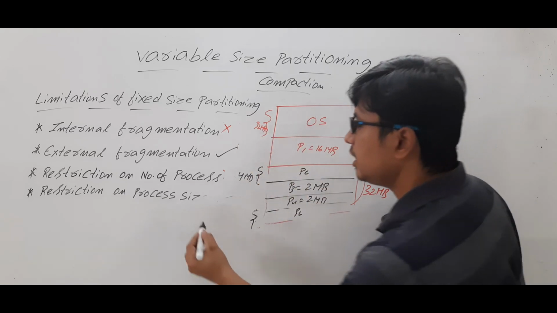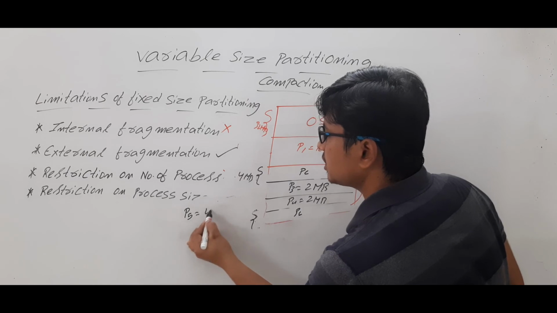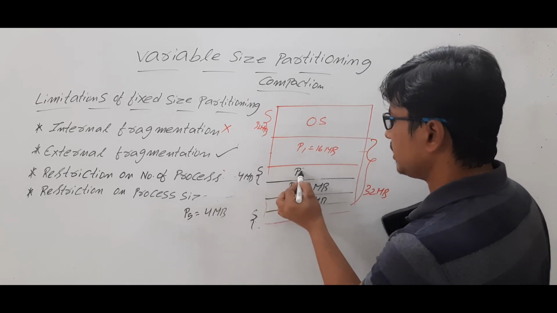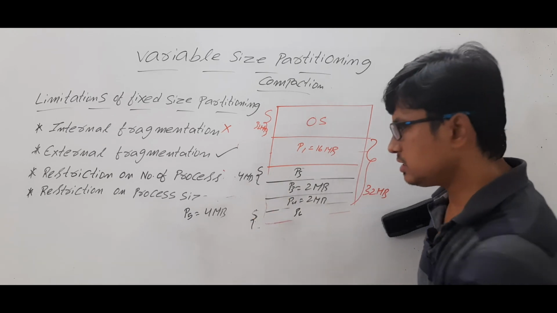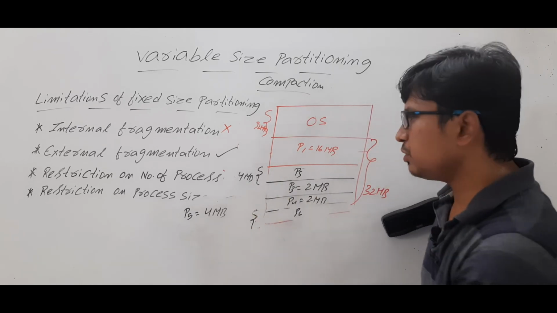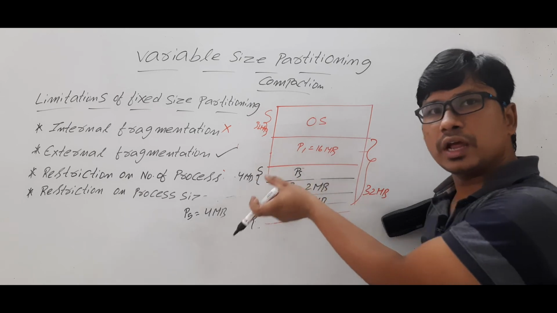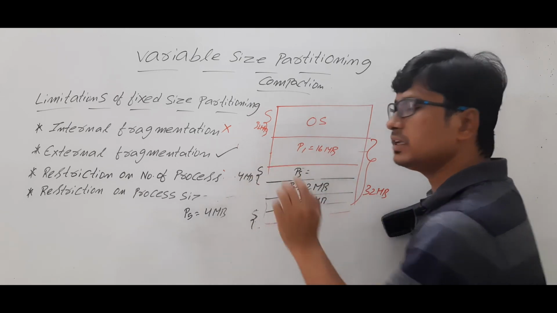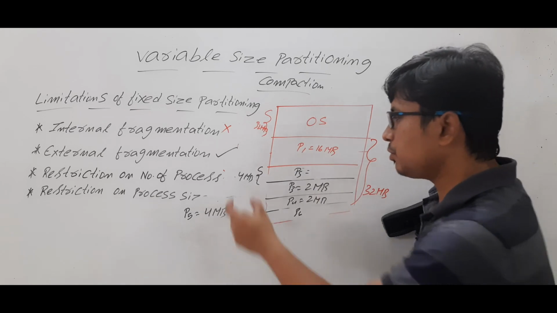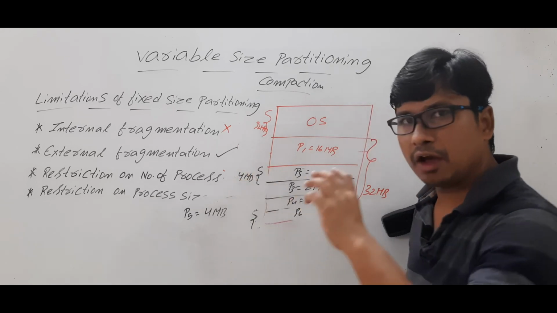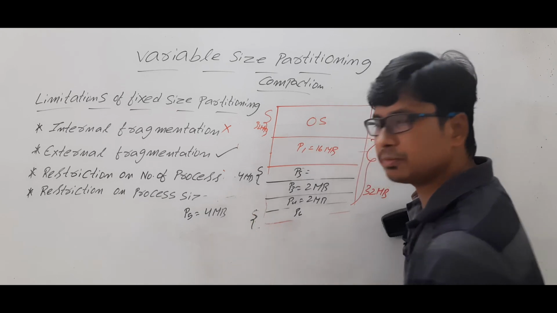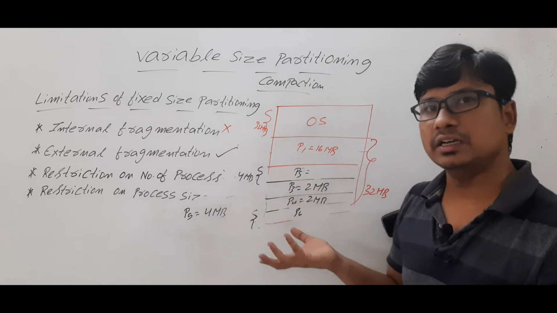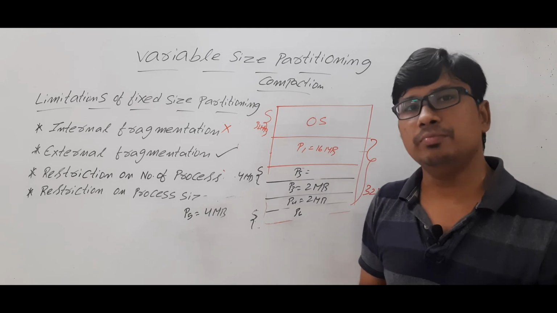Suppose a process P5 came with a 4 MB requirement. Can we allocate the process P5 in this 4 MB? Yes, because its requirement is 4 MB only. We have a continuous 4 MB free space, so we can allocate. But how can we know that in this memory we have a 4 MB free space and in this memory we have an 8 MB? If we keep track of that, then allocation and deallocation is possible, but it is a complex process.